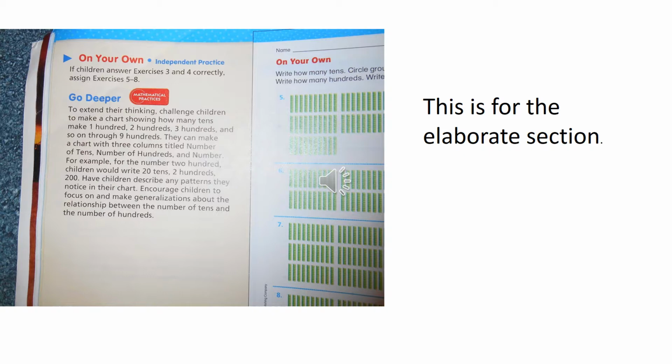This is where I find the elaboration section. I use the go deeper question most of the time. And then again, I use those STEM questions and the higher order questions to add to this section.